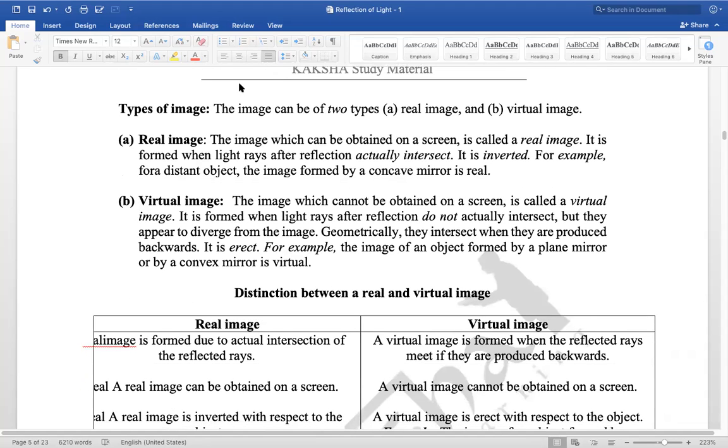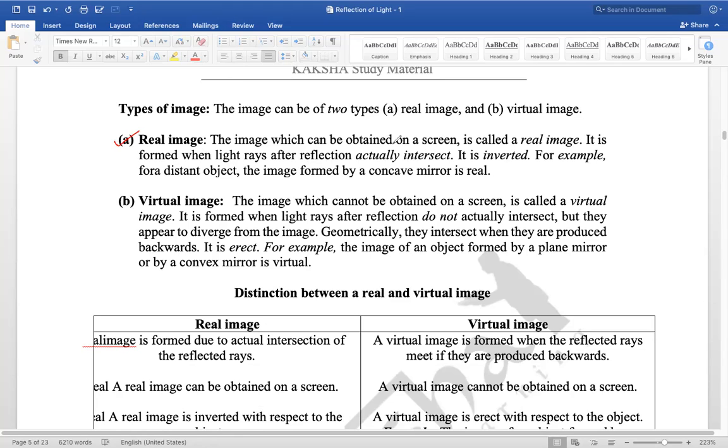Now there are two types of images, right. So types of images. The image can be of two types. One is called real image and the other is called virtual image. So real image क्या होता है? The image which can be obtained on a screen is called a real image.